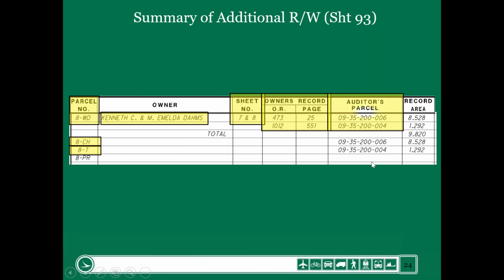The next column is the auditor or tax ID, auditor's permanent parcel number or tax identification. This parcel, as we talked about, has two different tax identifications. One ends in 006 and one ends in 004. The next column is what we call the record area column. That's the record area for each individual auditor's permanent parcel number. So the one that ends in 006 has 8.528 acres, and the one ending in 004 has 1.292, for a total of 9.82 acres for the Dams property, or parcel number 8.